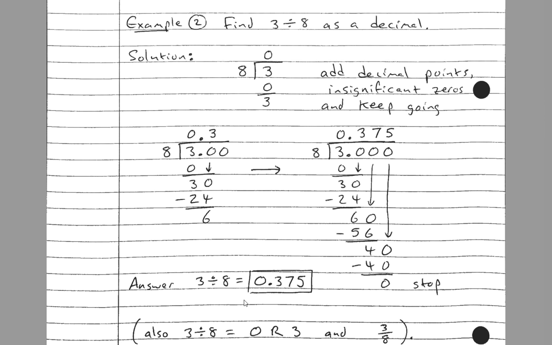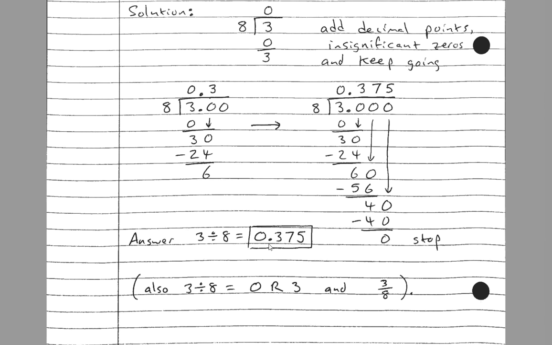Okay, so we get an exact decimal. So 3 divided by 8 is equal to 0.375. The other two ways: as a quotient and remainder, it's 0 remainder 3. And as a fraction, it's 3/8. So 3/8 is the same as the decimal 0.375.